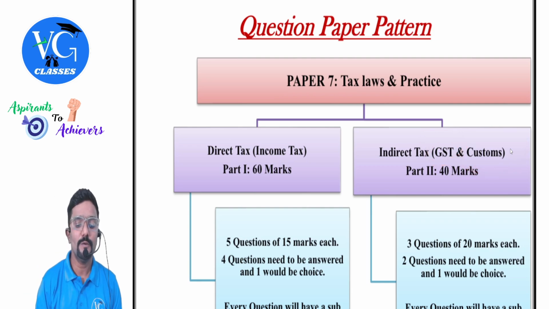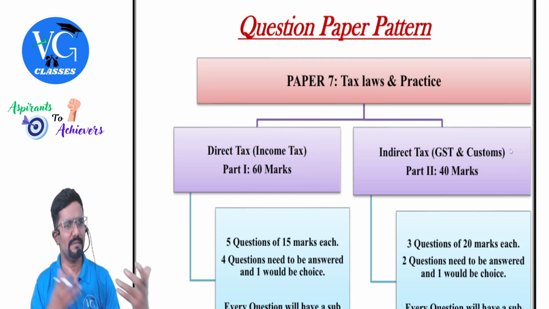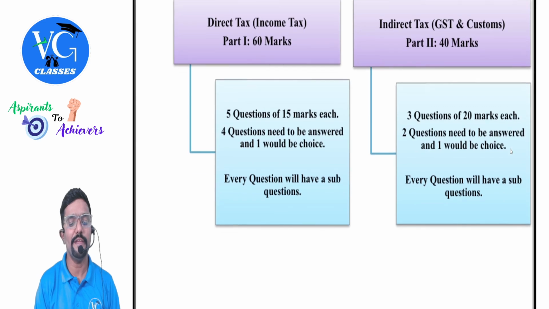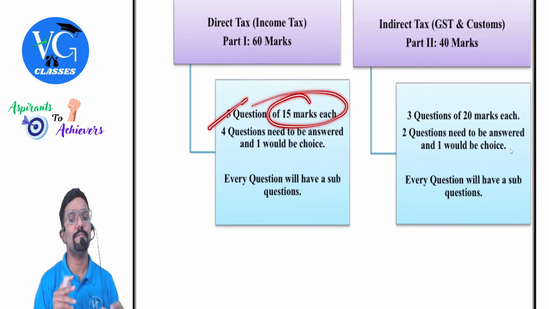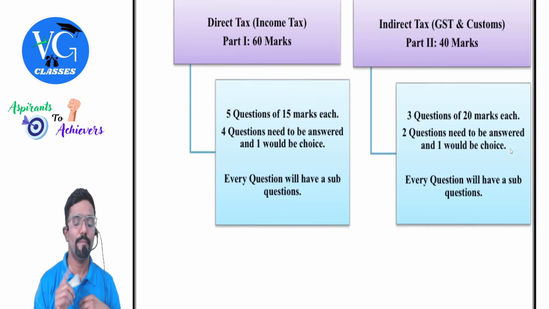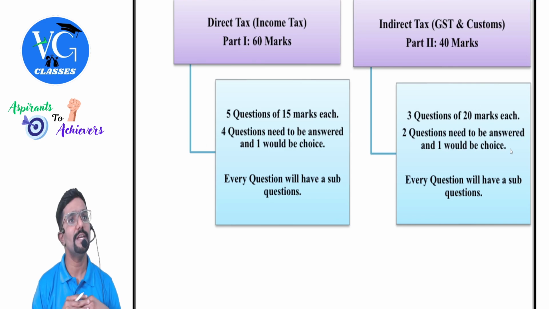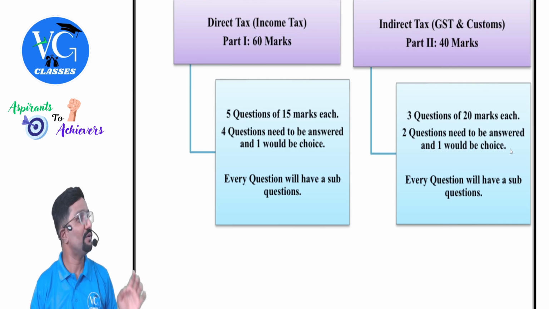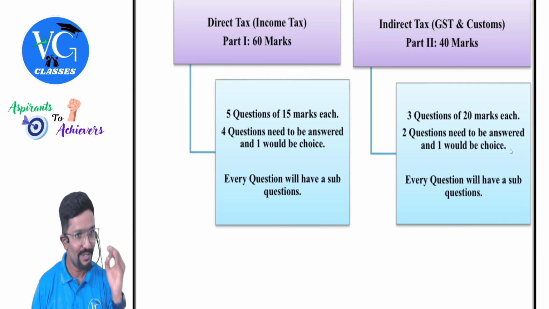So coming to income tax, which is for 60 marks, which is part 1, there will be 5 questions of 15 marks each in the question paper. But you need to answer 4 questions. That means one question would be a choice. One question would be a choice in the sense, sir, can I take any question? No. How the choice is given, I will tell you.